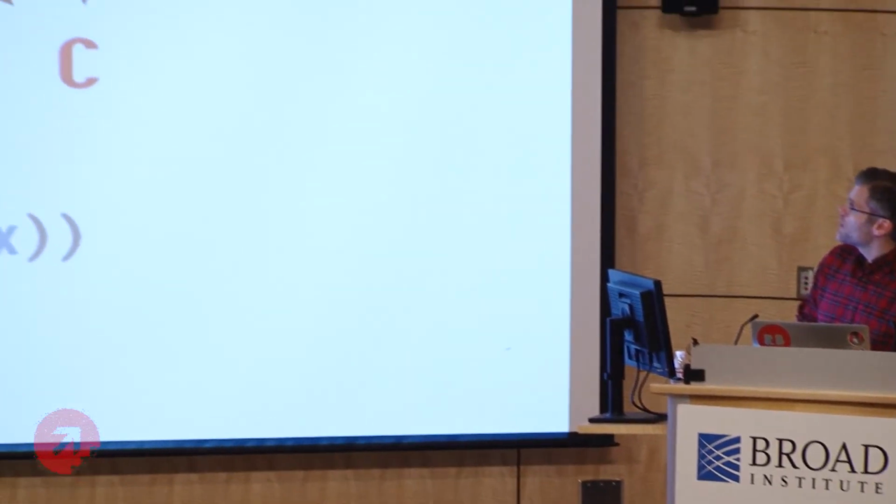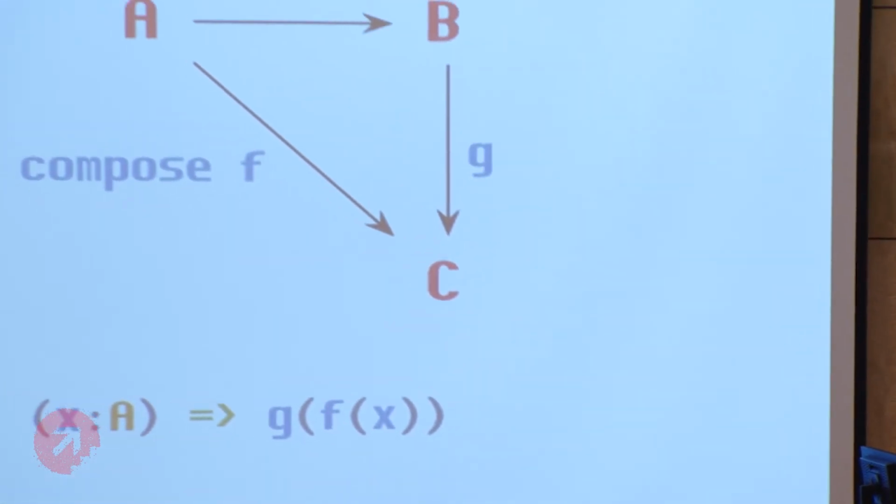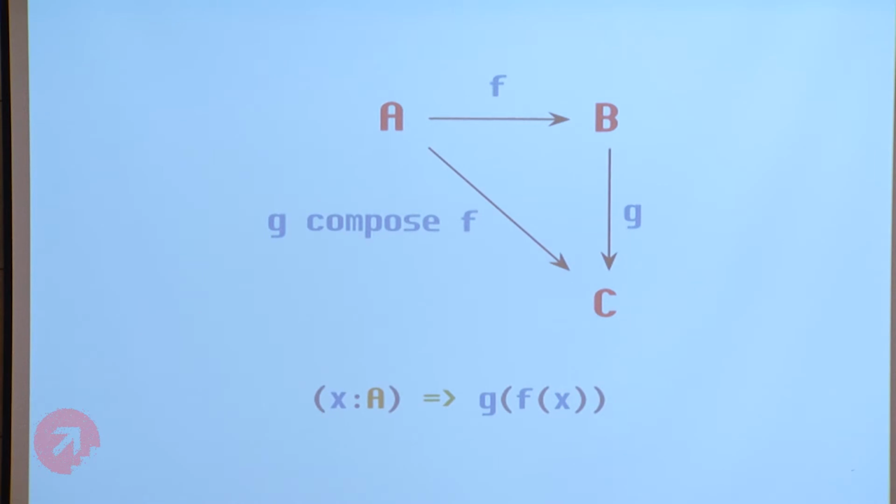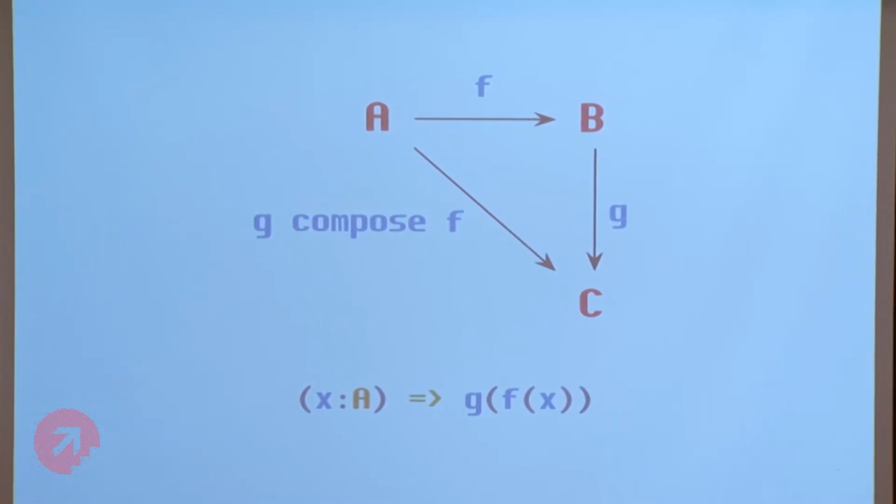The way that function composition works is that if we have a function f that goes from a to b, and we have a function g that goes from b to c, then we have a composite function g compose f that goes from a to c. It just does f and then g. And it's implemented by lambda of x, g of f of x. But we say that this diagram commutes, by which we mean that all paths through it are the same.